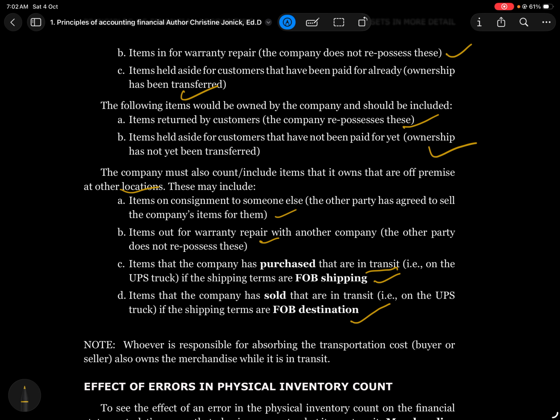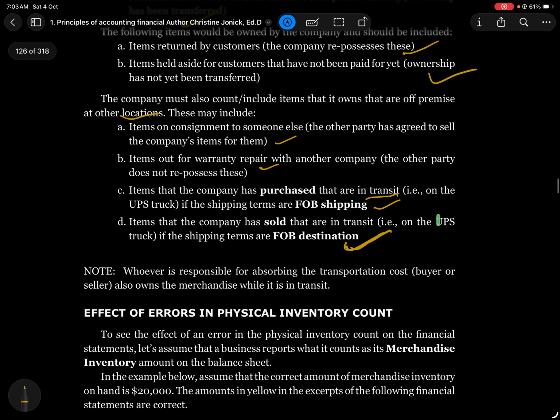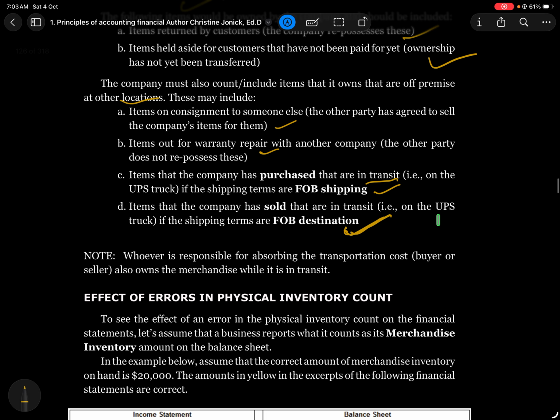So if the shipping terms are FOB shipping, and the company has sold it, that's not required. But if it is destination, it has to be counted, because it's not yet delivered, right? That's why. What is this FOB destination? Who is owning the cost, the buyer or seller? That's what it basically means.